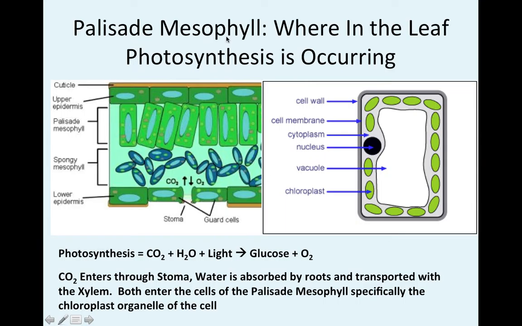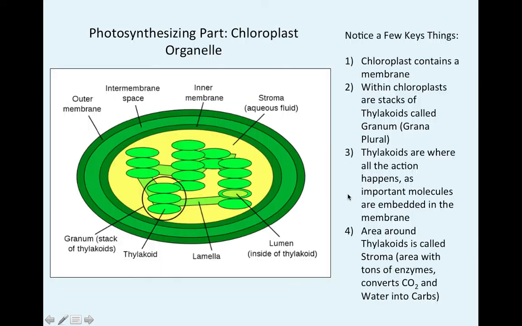Okay? So I've brought this up a little bit bigger. Here's the top part of the leaf. There's the bottom part of the leaf. Here's the palisade mesophyll, which we're really focusing on. Okay? And then here I've expanded one of these cells, so I've blown up one of these cells. And then here we have the chloroplast. And my next picture is just going to focus in on that chloroplast.